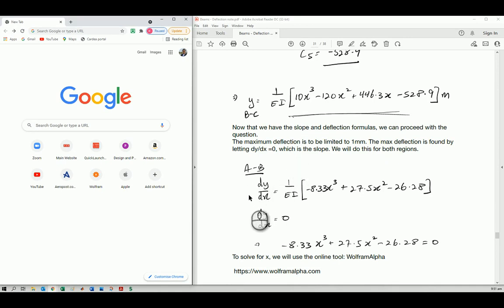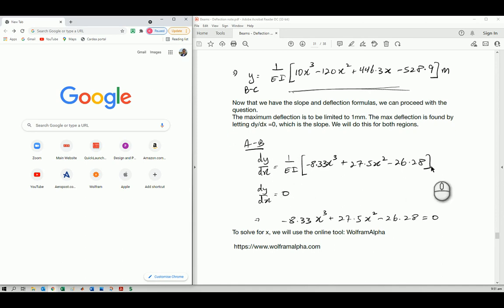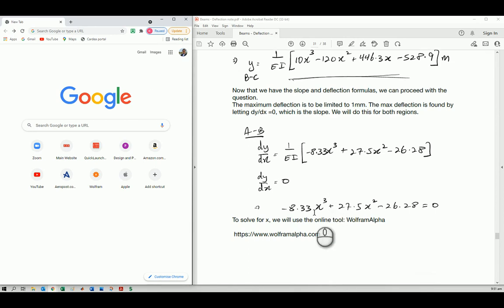But we already calculated dy/dx. dy/dx is the slope. So from A to B, if you were to just scroll up, you would see that dy/dx was this expression we had found. And we're saying that where this dy/dx goes to 0 is the point, or points, at which we would have our maximum deflection. So we end up with this expression here.